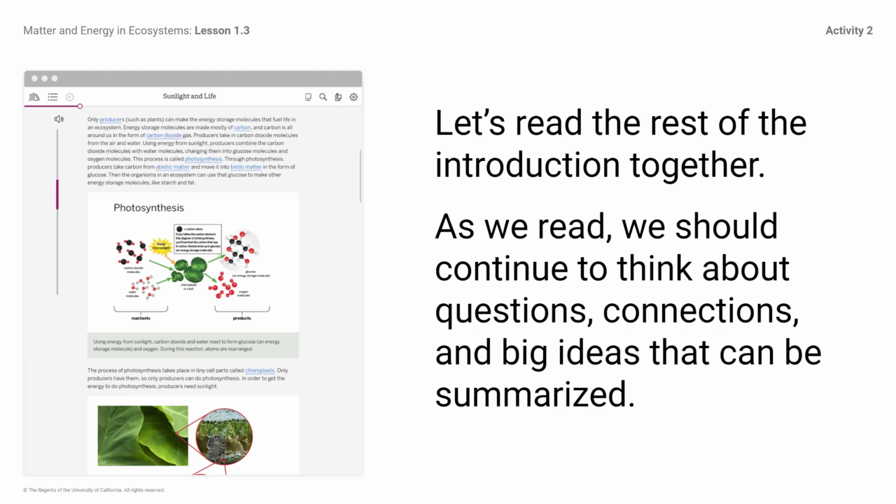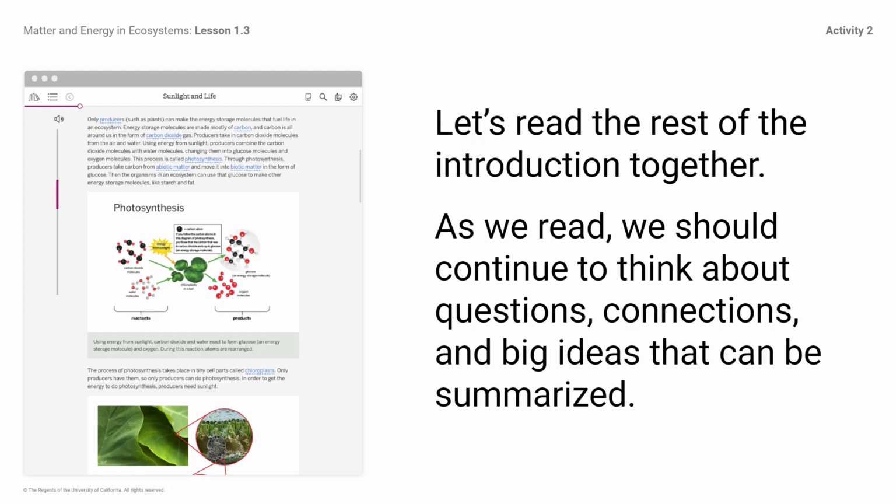Through photosynthesis, producers take carbon from the abiotic matter and move it into biotic matter in the form of glucose. Then the organisms in an ecosystem can use that glucose to make other energy storage molecules like starch and fat. Caption: Using energy from sunlight, carbon dioxide and water react to form glucose, an energy storage molecule, and oxygen. During this reaction, atoms are rearranged. Caption: Photosynthesis happens in cell parts called chloroplasts. Sunlight is one reason some ecosystems have so many more energy storage molecules, and so much more life than others. With more sunlight, producers like plants and algae can do more photosynthesis.